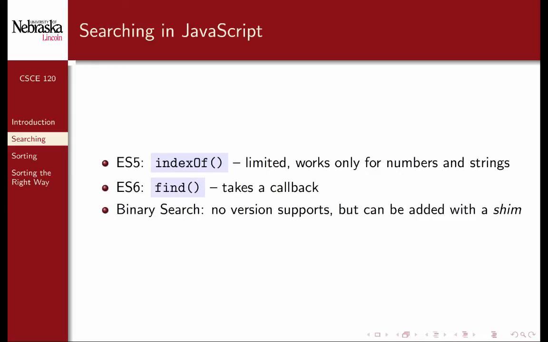In JavaScript, there are several built-in functions that allow you to search. As of ECMAScript version 5, you have access to the indexOf function. Unfortunately, it only works for numbers and strings, so it is somewhat limited. In ECMAScript version 6 and above, we have the find function, which allows you to do an arbitrary search using a callback. Unfortunately, there are no binary search implementations in any version of JavaScript. No version supports it, but it can be added with a shim.